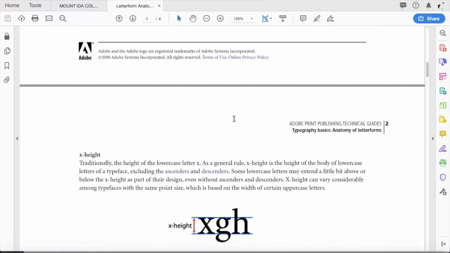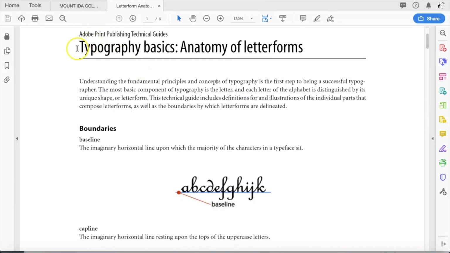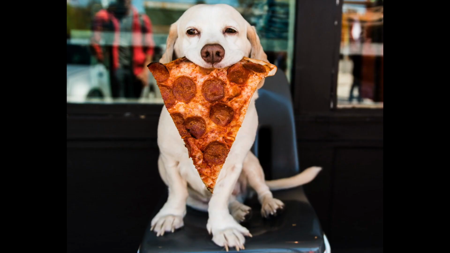So once again, this is the letter form anatomy handout in the week 12 folder. You're going to take some time between now and the 23rd to get to know this, familiarize yourself with it, and we will be having a quiz on it, okay? So it'll be great. It's not that big of a deal.